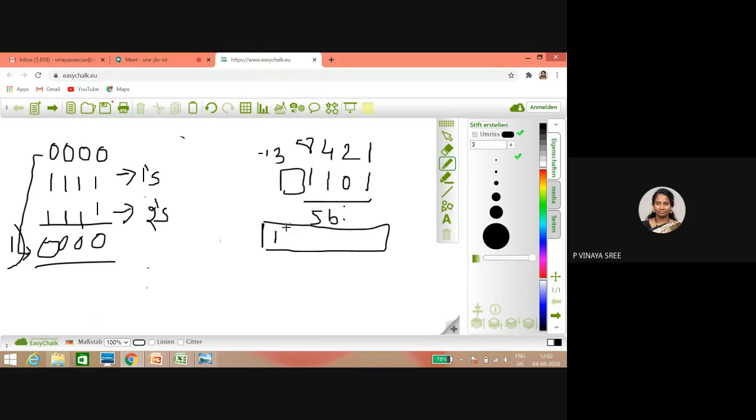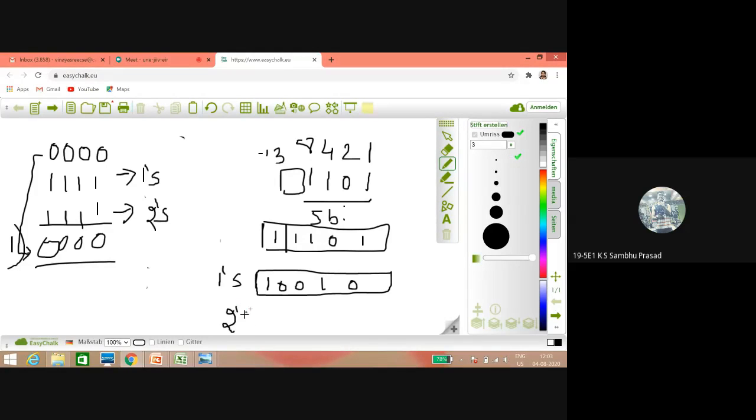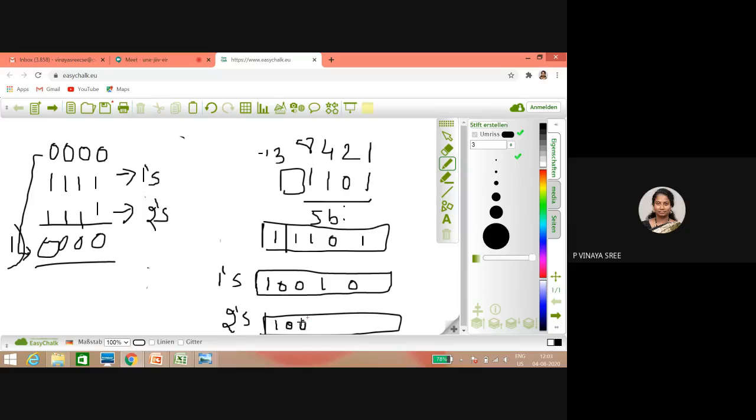Signed magnitude: 1 1 1 0 1. One's complement: 1 0 0 1 0. Two's complement: 1 0 0 1 1.